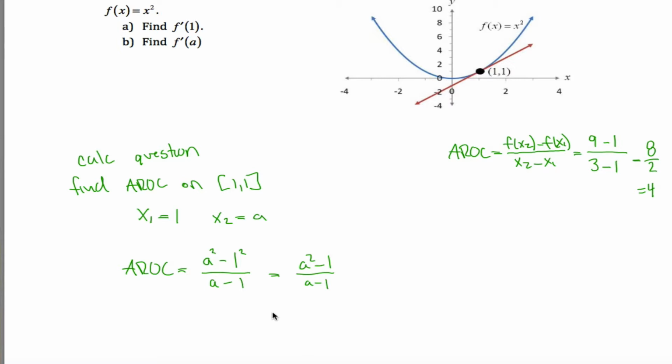But note that I cannot change all the a's into 1s right now, because if I did it right now, I'd get 0 divided by 0, which wouldn't give me any information. But what's really nice is I can cancel out this a minus 1. If you're really good at factoring, you might look at this and immediately recognize the difference of squares. That a squared minus 1 is a minus 1 times a plus 1. And through the magic of algebra, I can cancel out these two a minus 1s and get a plus 1 here.